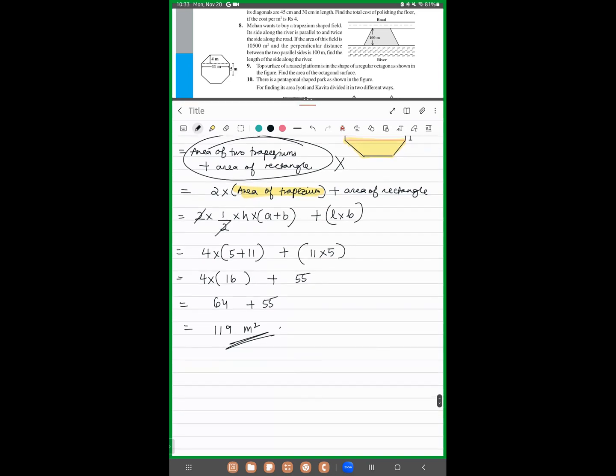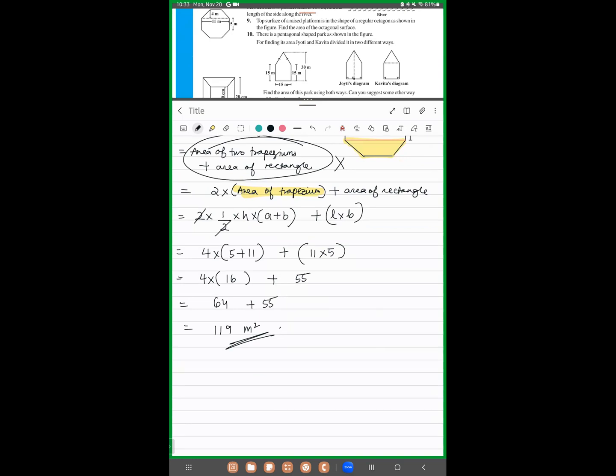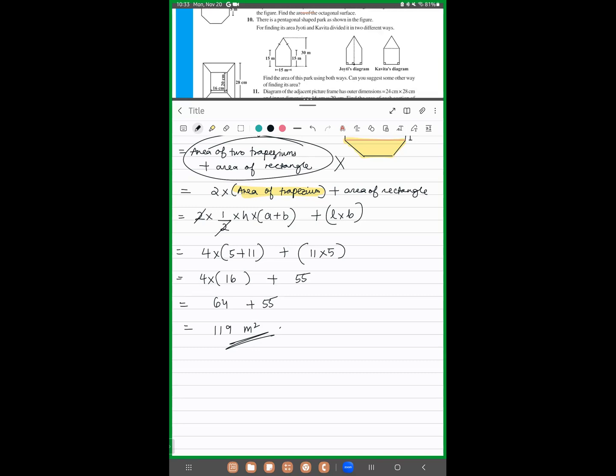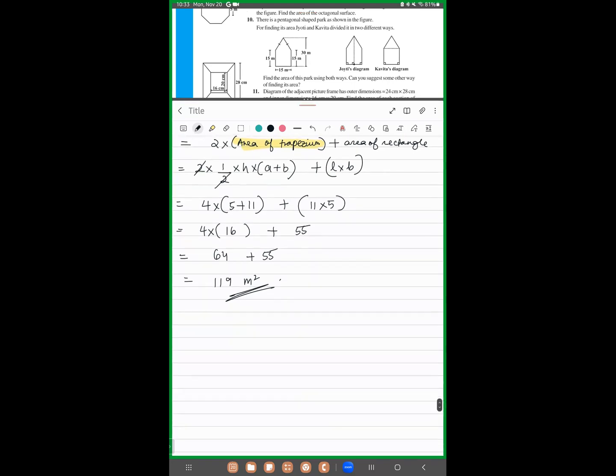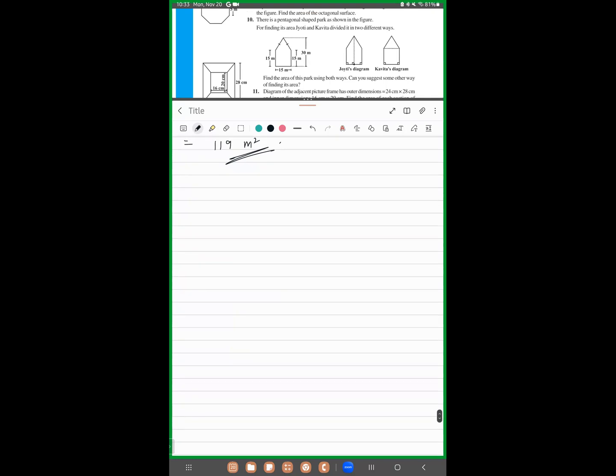Okay, next, let's read the 10th question. There is a pentagonal shaped park as shown in the figure. For finding its area, Jyoti and Kavita divided it in two different ways. Find the area of this park using both ways. Can you suggest some other way of finding its area?